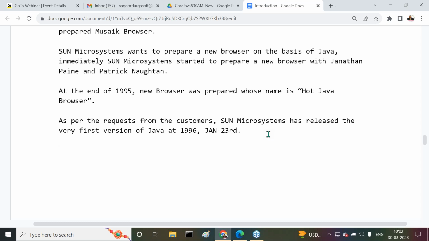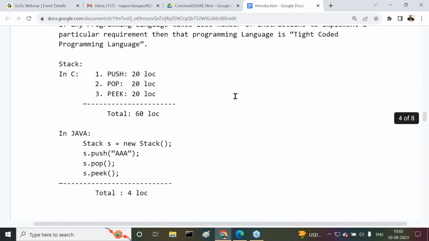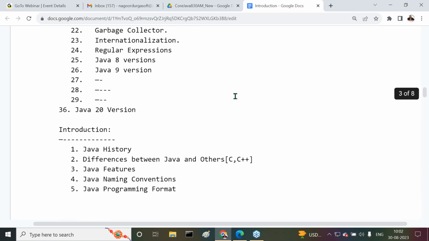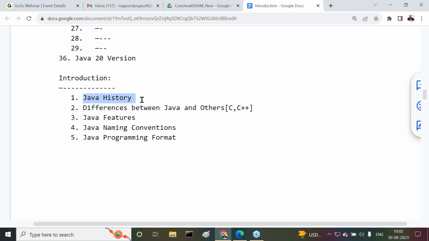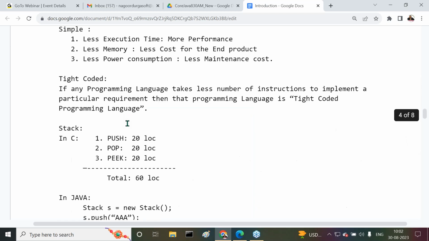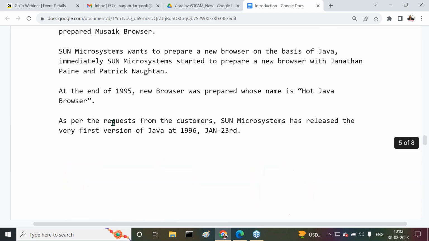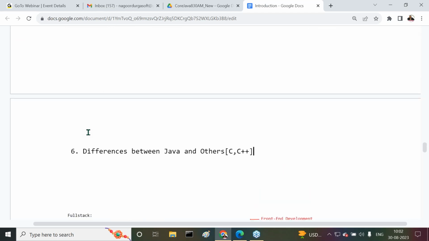Are all of you getting it or not? So in the introduction part, the topic we completed here is Java history. Then the next topic is differences between Java and others. This is the next topic that we have to understand clearly.